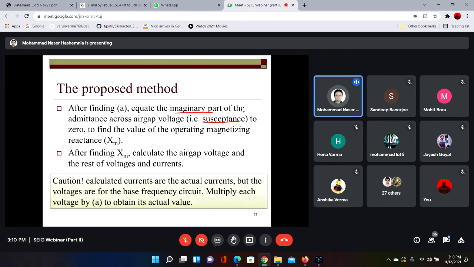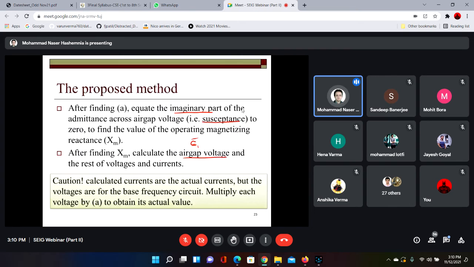After finding Xm, you can calculate the air gap voltage using the saturation characteristics, and after you obtain the value of the air gap voltage, E1 in my figure, then you can calculate the rest of the voltages and currents. This is really simple because you have a circuit, you know a voltage in one part, and you can calculate the currents and voltages in the rest of the circuit.